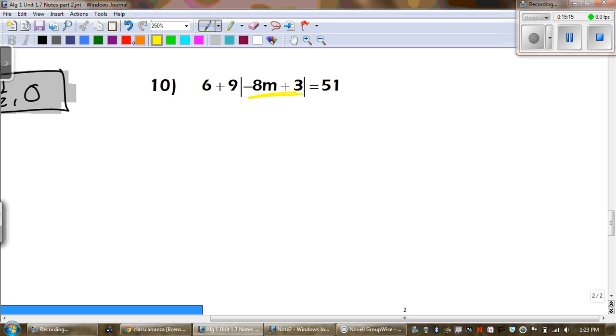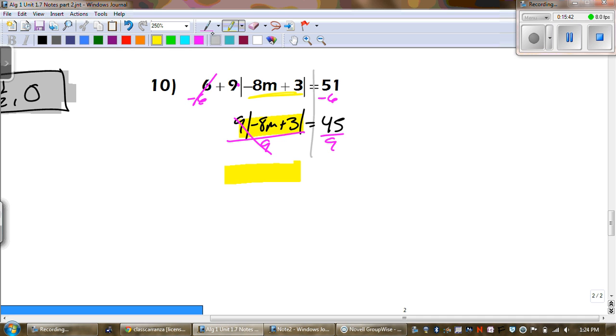There's my guy. I want to get it all by itself, okay? Now, I have to subtract the 6 because that 9 is being multiplied, okay? I'm going to rewrite my -8m, the absolute value of -8m plus 3 inside, and I'm not going to forget that 9. The next thing we have to do is divide. The absolute value, guys, that stays the same, -8m plus 3. And we get the absolute value of 45 divided by 9 is 5.